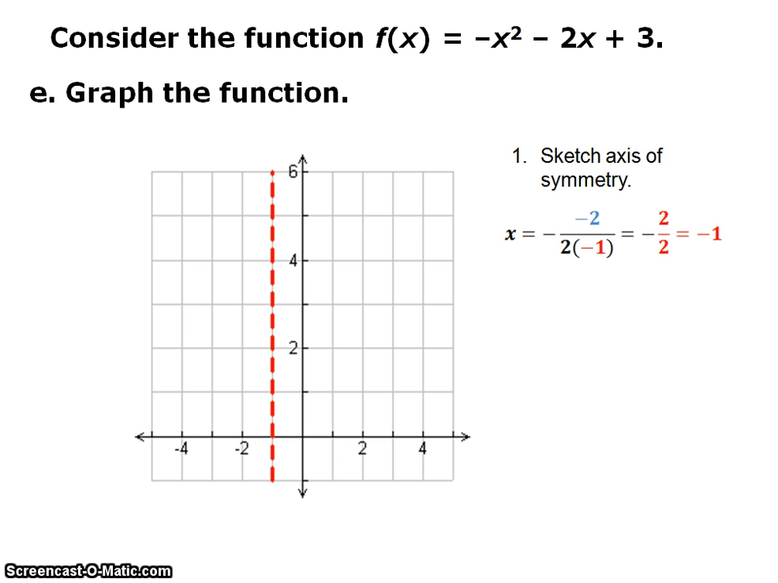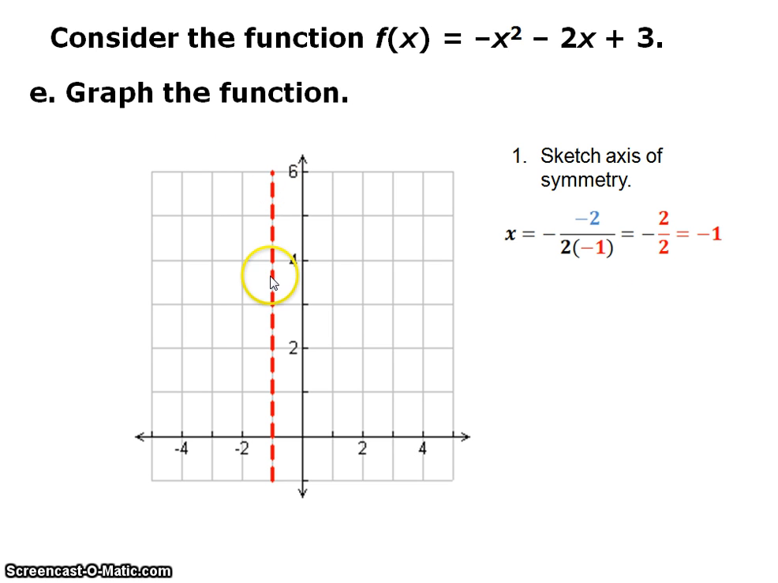Now, let's look at how we can use these attributes to help us graph. So we have this function, f of x, or y, is equal to negative x squared minus 2x plus 3. Okay, I'm going to start by finding my axis of symmetry. B is negative 2, so I substitute that in. So I have negative b divided by 2 times a, which is in this case negative 1. That gives me negative 2 over 2. I end up with x equal to negative 1.